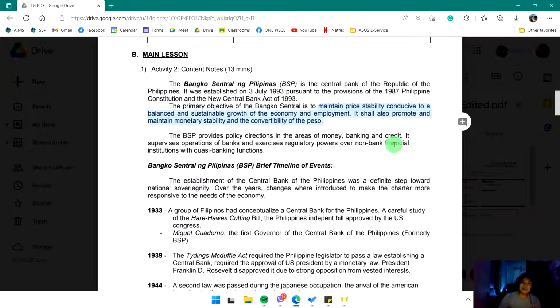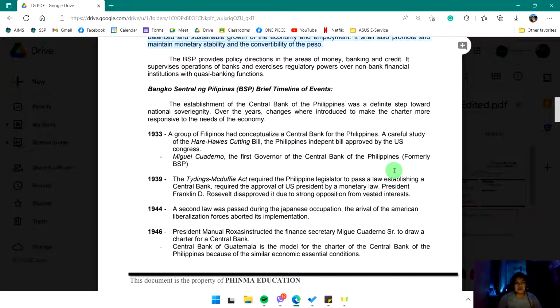Now, let's just hope that the governor of our BSP is not someone who is allied to a particular party or a particular person, so that they will not be functioning in the interest of a certain individual. It is really important that BSP be autonomous in every decision that they make, and that it always be for the benefit of the Filipino people, of the general public, not just for someone specific. Now, we have here the timeline of events, or our history.